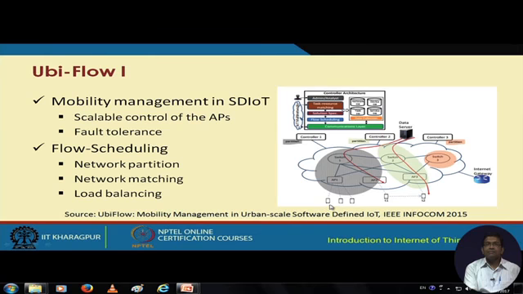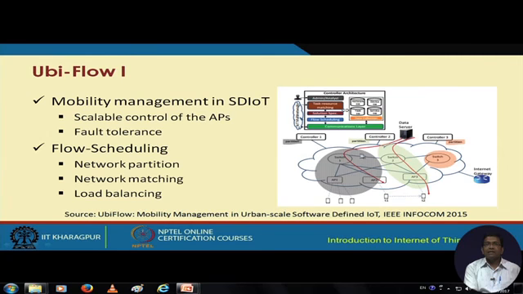So, let us say that this particular mobile device receives a particular packet. Then what is it going to do? It is going to execute this network matching algorithm. What that network matching algorithm is going to do is check which of these network partitions should handle this particular packet. Then it will be sent to that particular partition for further handling.